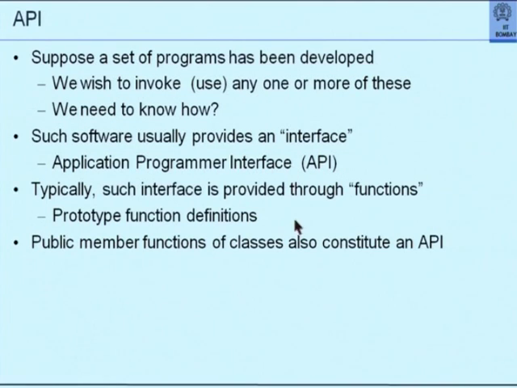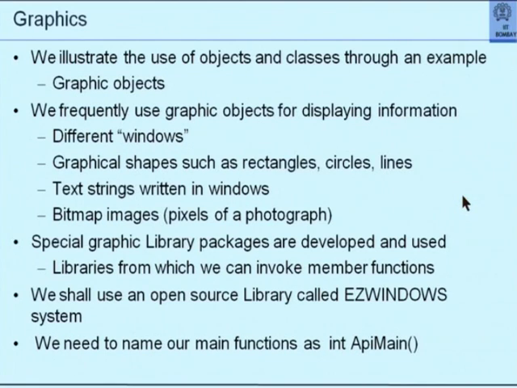It is normally not so. Normally, you would be entitled to write your main program and combine it with other APIs through the class libraries, through the function libraries, etc. In a nutshell then, any API will consist of functions. So prototype function definitions and the parameters must be known, or public member functions of classes, which also constitute an API. It is in this context that we look at the graphics.